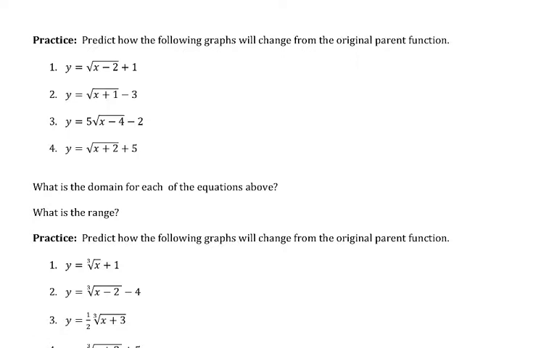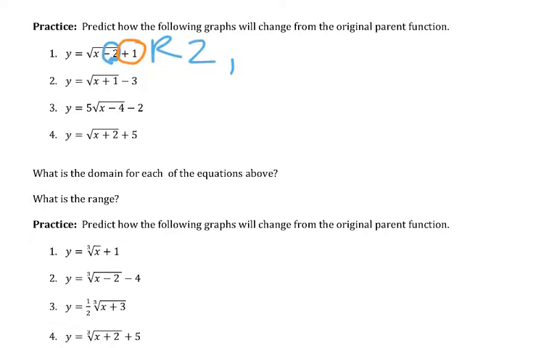In number 1, I have minus 2 under the square root. That means I'm moving left or right. The 2 here, the minus 2, means the h value is positive 2, so it is moving right 2 units. The plus 1 on the outside is the up-down. Because it's positive, it's moving up 1 unit.